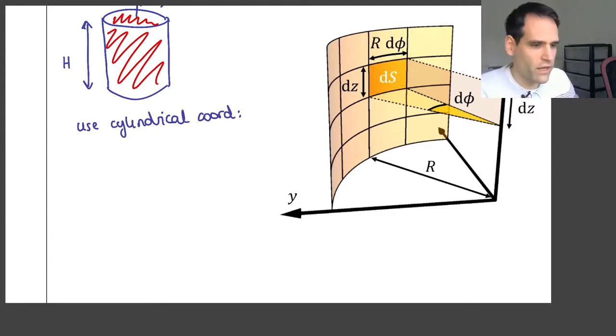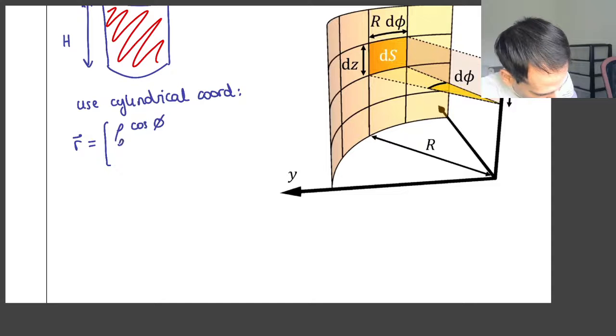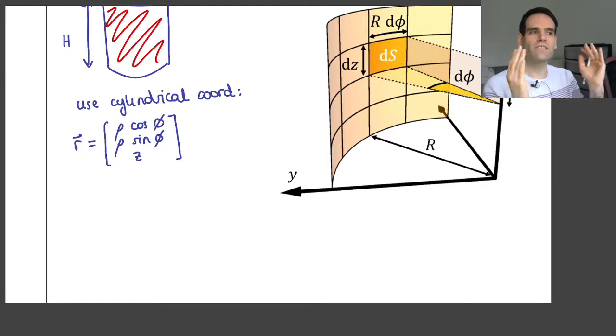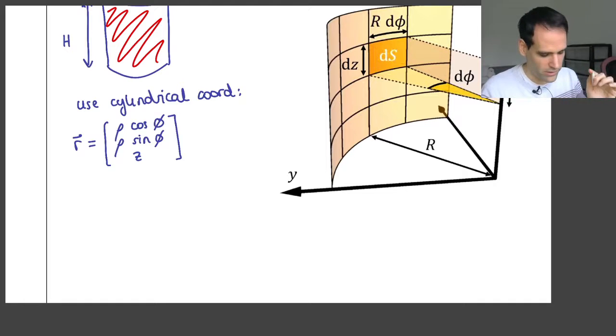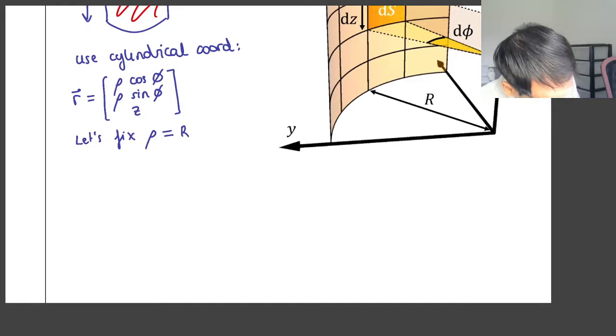So if you go to a table, or you just remember how cylindrical coordinates are written, so r in cylindrical coordinates, which is x, y, z, is rho cosine phi, rho sine phi, and z. Okay, and we have these three variables, rho, phi, and z. But in order to define the outer surface of a cylinder, what we can do is say, let's fix the coordinate rho equal to r, which is a constant, which is the radius of our cylinder.